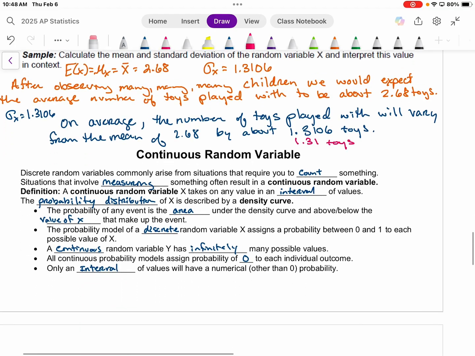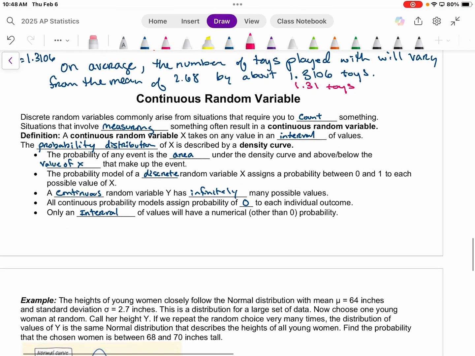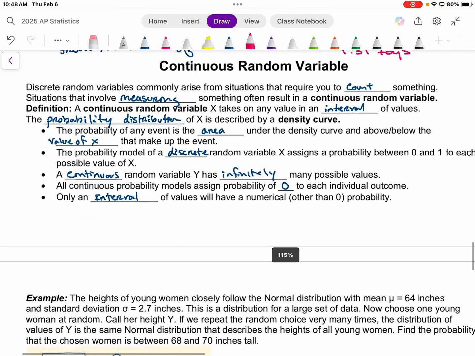All right. A continuous random variable. Again, we just tackled discrete. Continuous means I've got all the little decimal places in between, all the measurements between 2 whole numbers. Discrete random variables commonly arise from situations that require you to count something, like number of heads, number of tails, and so forth. The AP scores, you couldn't have a half of a score.